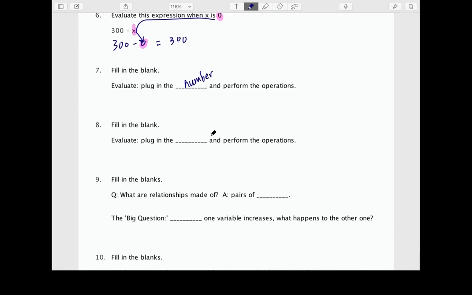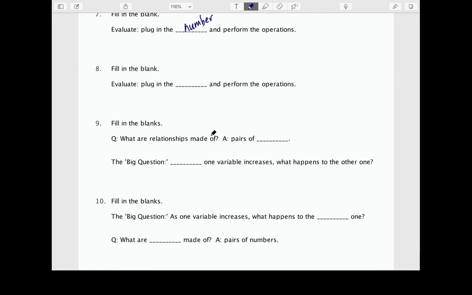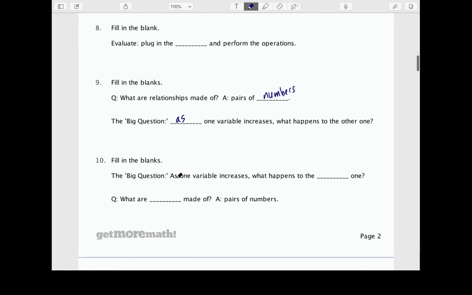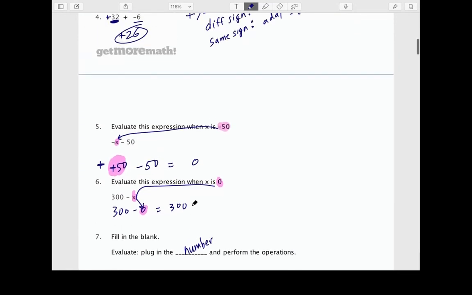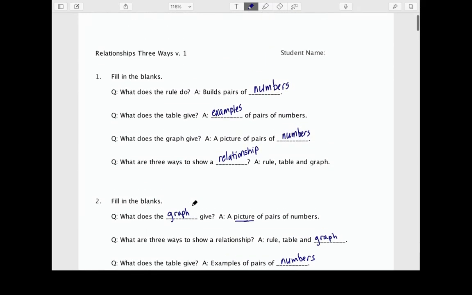We have the same one twice in a row. What are relationships made of? Pairs of numbers. The big question: as one variable increases, what happens to the other one? The more times you do this, the better you should be at it. Okay, and then that's what your homework's going to look like.